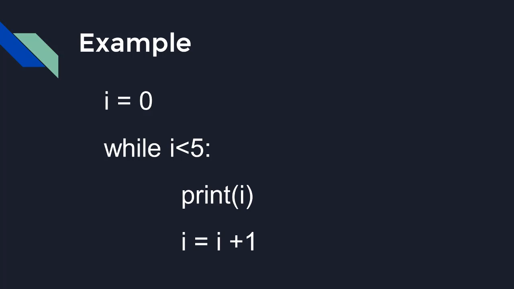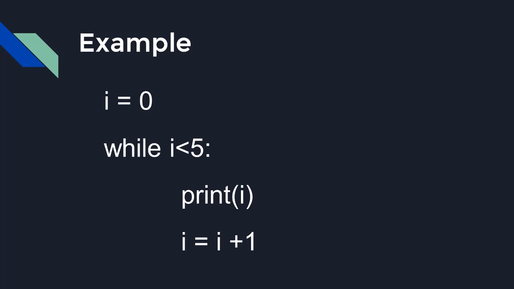So when i becomes 4, it will check while i is lesser than 5, and it will be true because 4 is lesser than 5. Then it will print 4, and then i = i + 1, so i will become 5. And then it will check while i is lesser than 5. Now here it becomes false, because 5 is not lesser than 5. 5 is actually equal to 5. So it stops this loop, it gets out of this loop, and then it continues to execute the rest of the program. So this is how a while loop works.